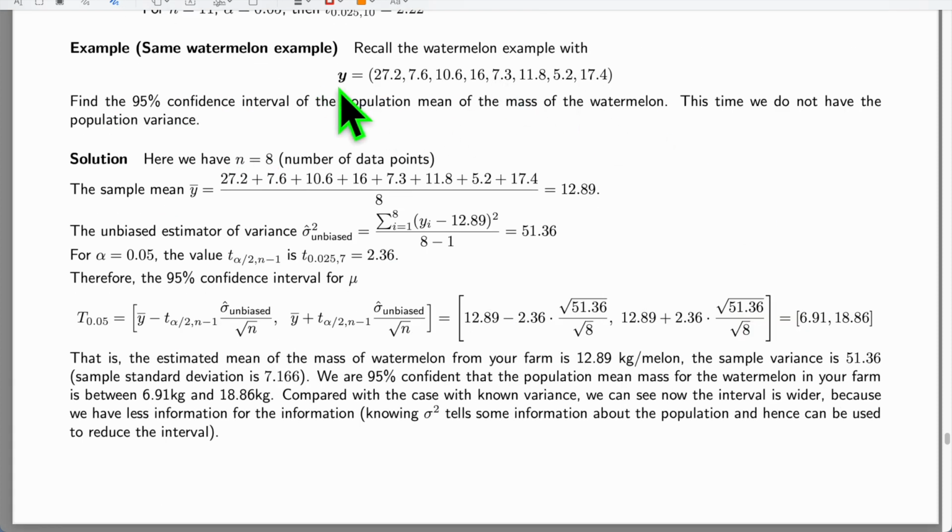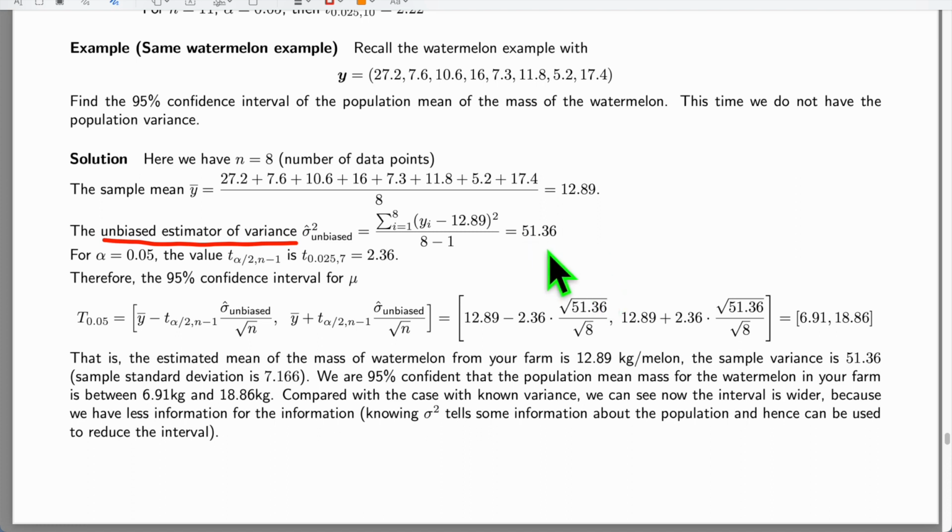So now suppose we are having the same watermelon example. We have the same data points, but this time we do not have the population variance. That means there's no biologist telling you that the variance of the watermelon is 12. So you have to estimate also the variance. So in this case, we will do the unbiased estimate of variance. So basically, what's that? Basically, you compute the variance, but instead of divide by n, you divide by n minus 1. So you have 8 data points. So after you take the sum of this thing, which is the variance sum, you divide by n minus 1. That is 8 minus 1. And you get the variance. What's standard deviation? You take this number, take the square root.